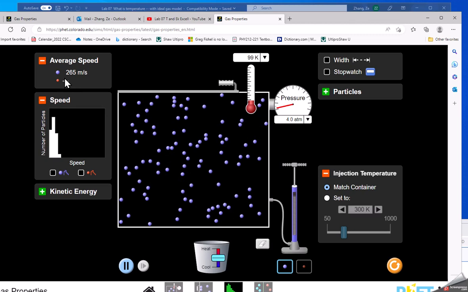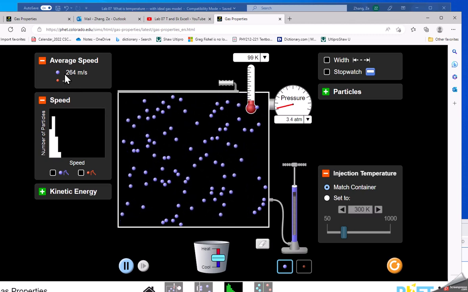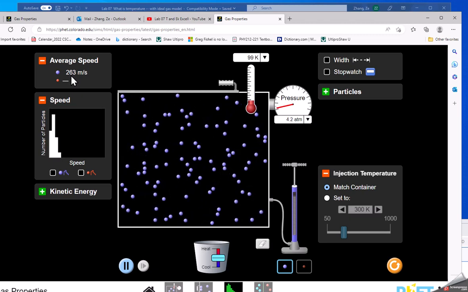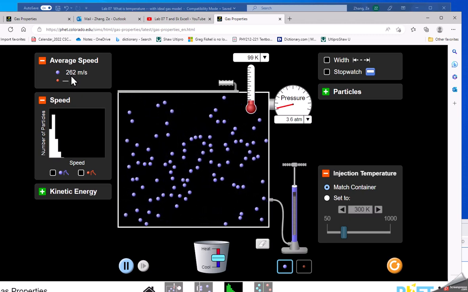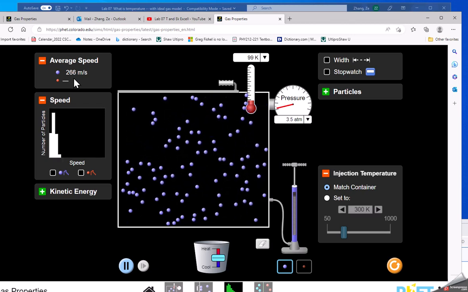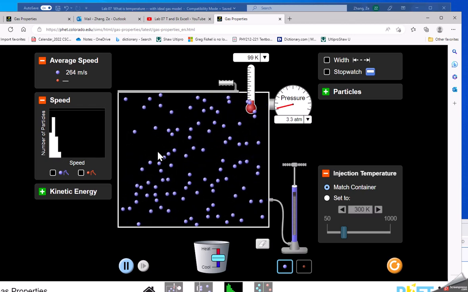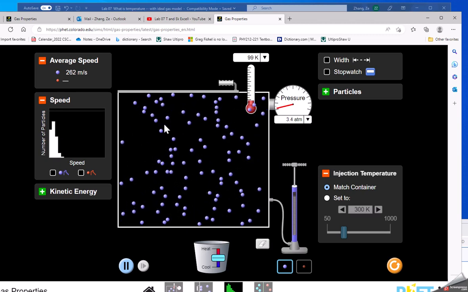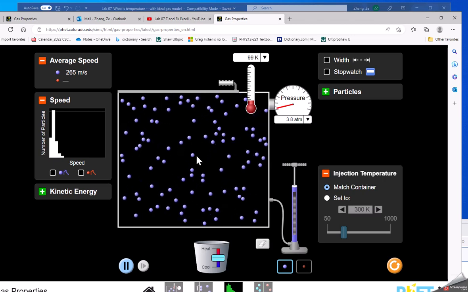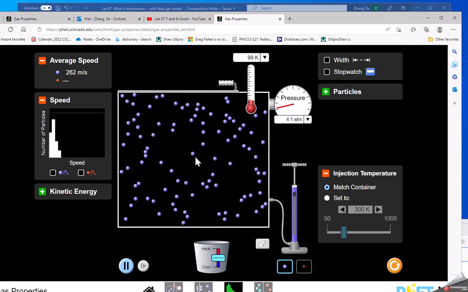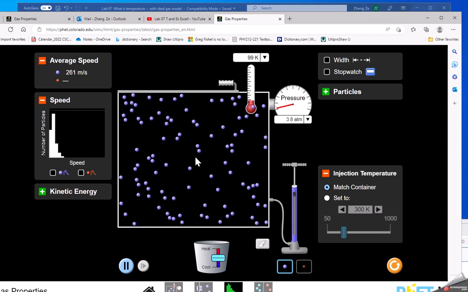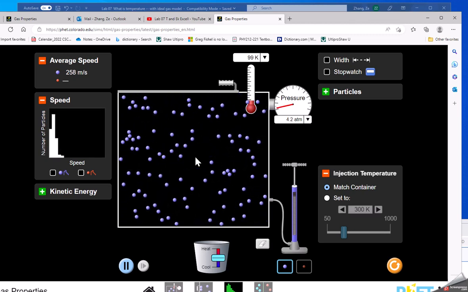Okay, and then you read it. Average speed at 100 degrees is, say, 263. You wait a few seconds to make sure it's stabilized, but the values will never stay the same. Why? Because that's the nature of random motion. With large numbers of particles, it's all randomness, and even if you take the average, it's called fluctuation. That's the nature of a microscopic system viewed macroscopically.